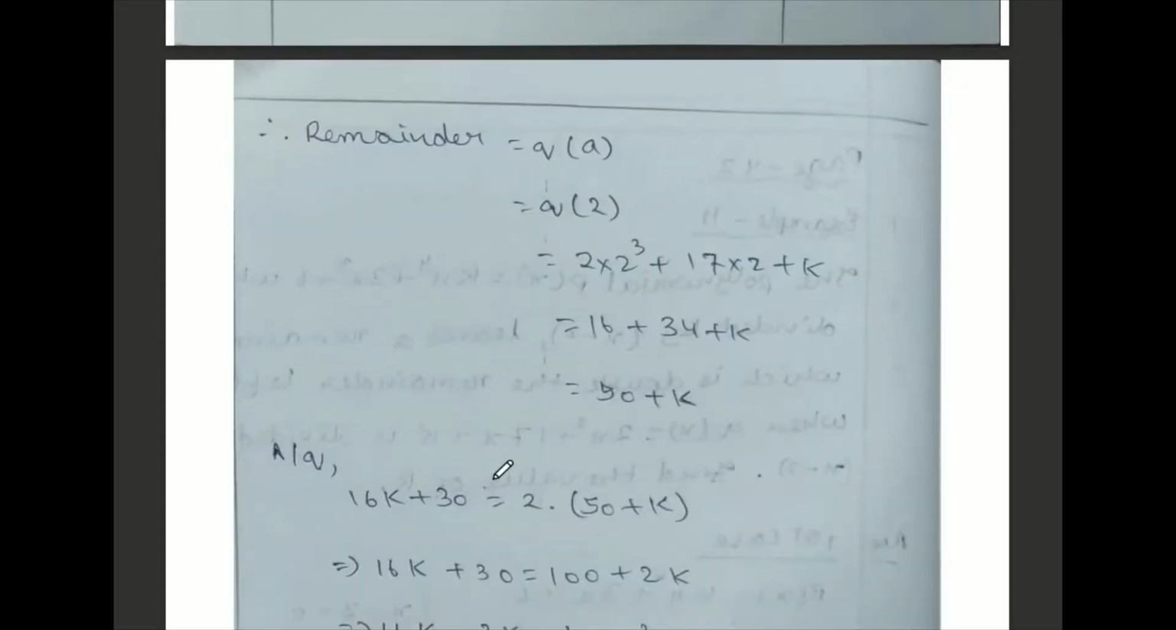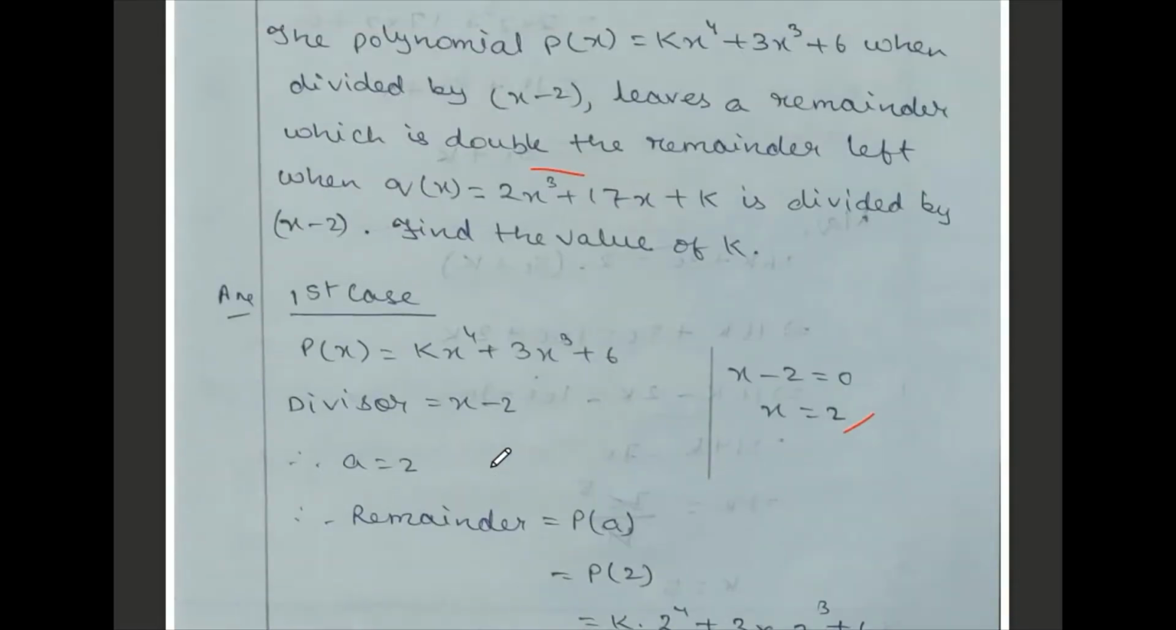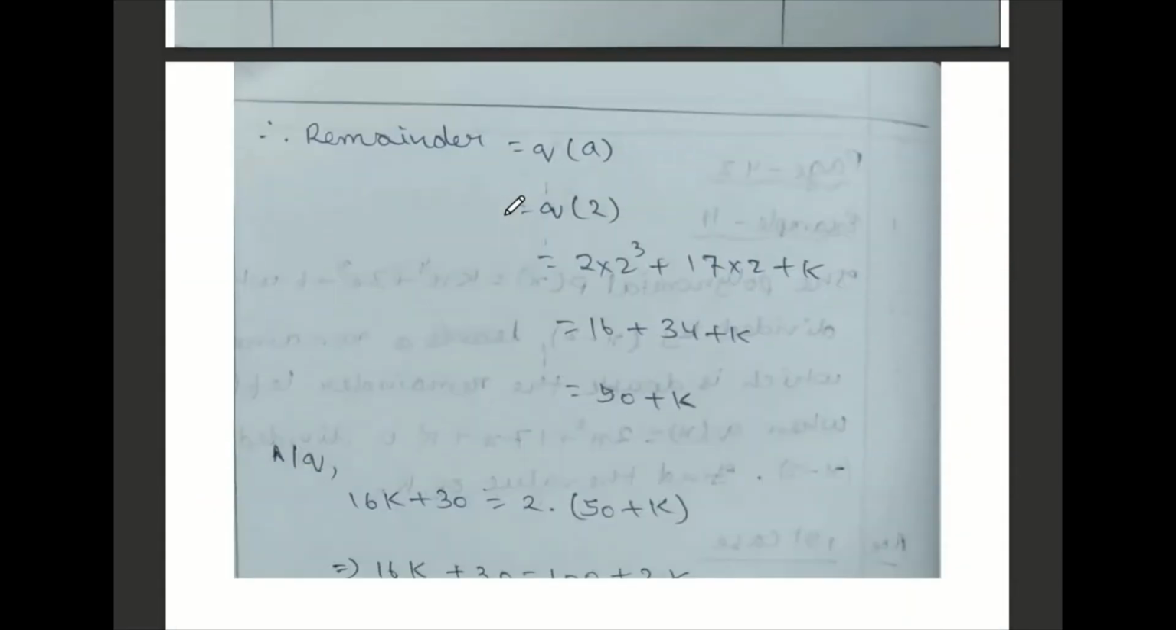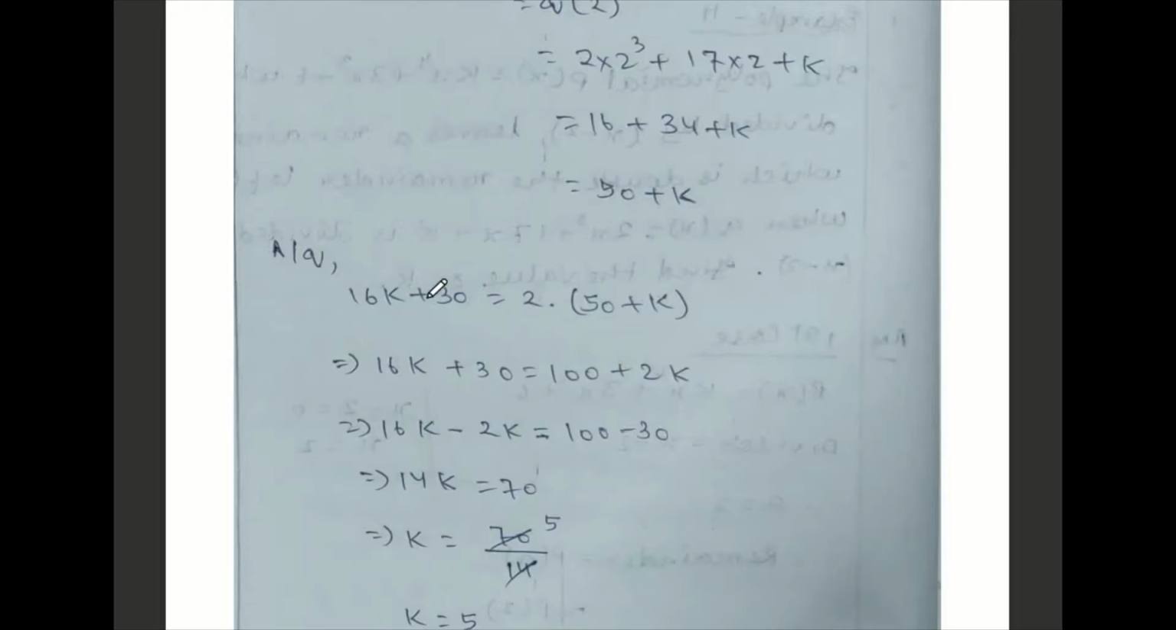Now as per the question, I'll show you the question again. Let us observe the question once more. As per the question, they told that in the first case, whatever remainder is coming, that is double the remainder left in the second case. So the first case remainder, it was 16k plus 30, which is equal to double of the second remainder. So 2 into the second remainder, that is 2 into 50 plus k.